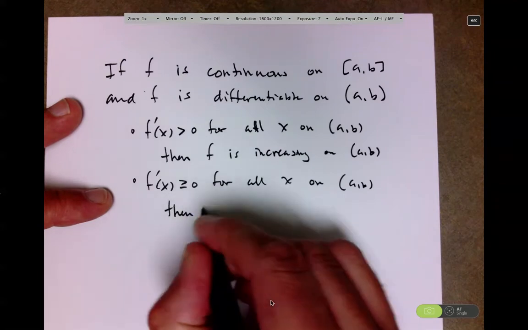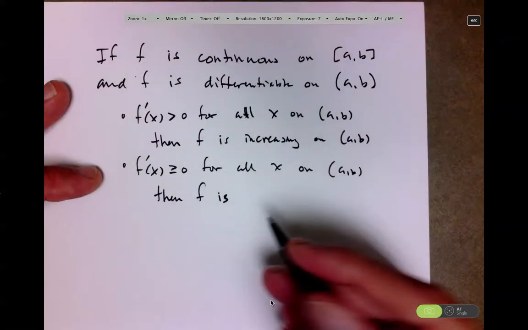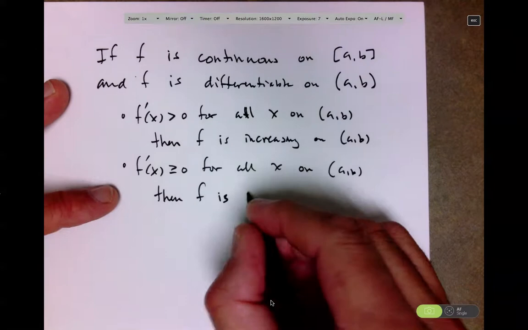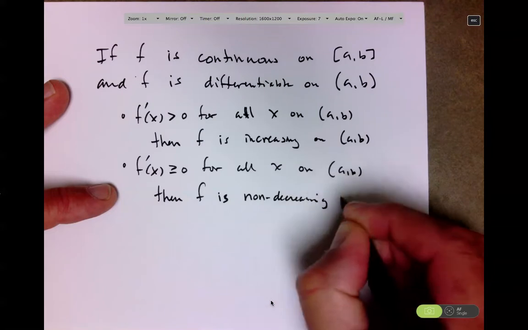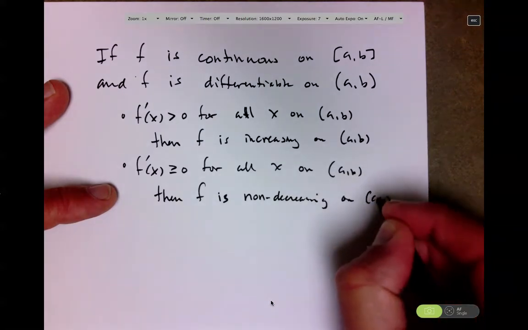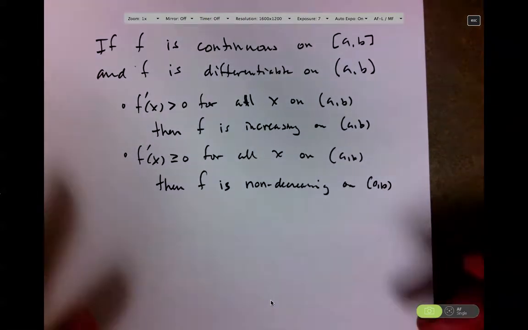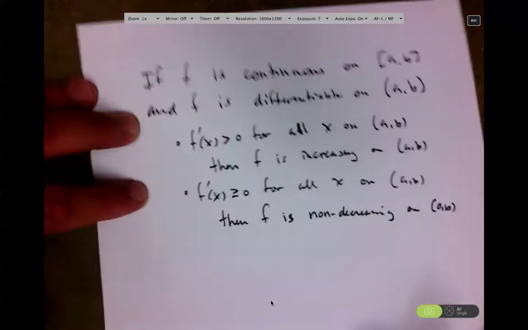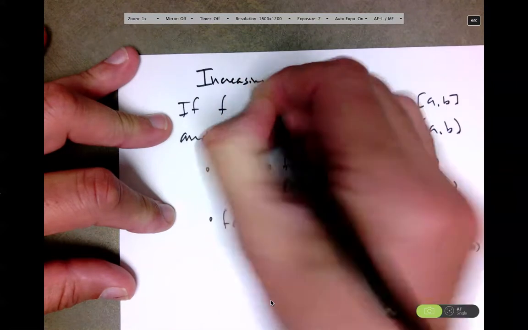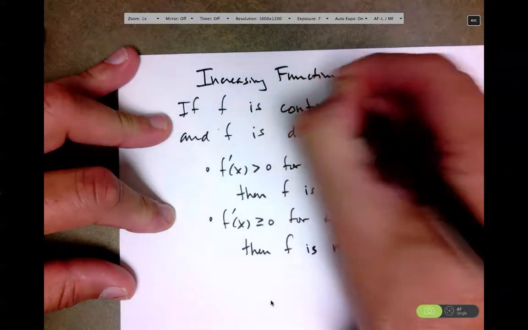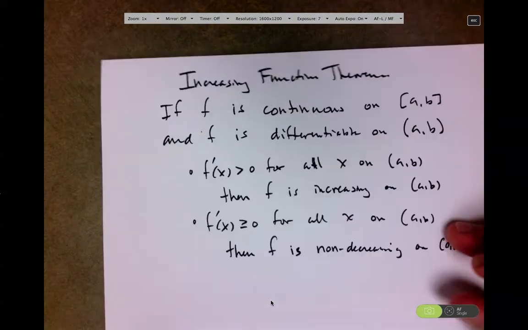Then for the conclusion, we can't really say it's increasing because in some places the derivative might be 0. We're going to say then f is non-decreasing on the interval from a to b. Non-decreasing just means that it's never going downhill. This is called the increasing function theorem, and that's something we've already talked about.